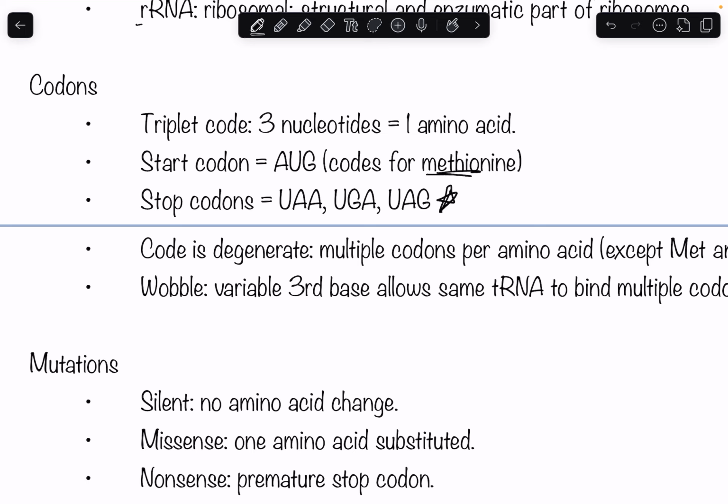Okay, we should all know start codons by now, just because we've been through some school. But if you don't know your stop codons, that's fine. I didn't know them at first, but you need to know those are UAA, UGA, UAG. To me, these are very easy to remember. We just always have a slight switch in the second base.